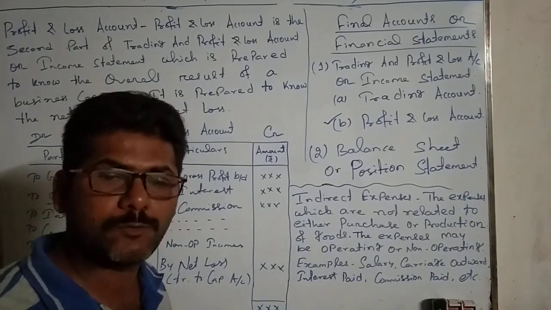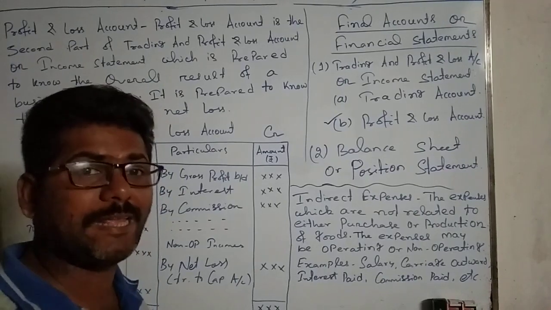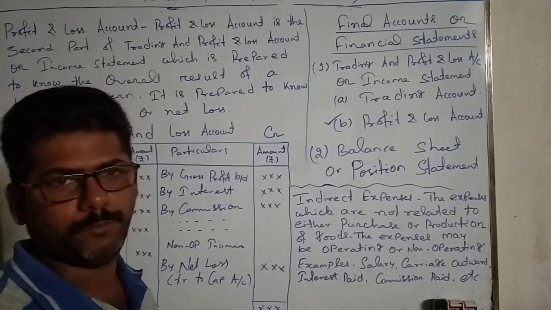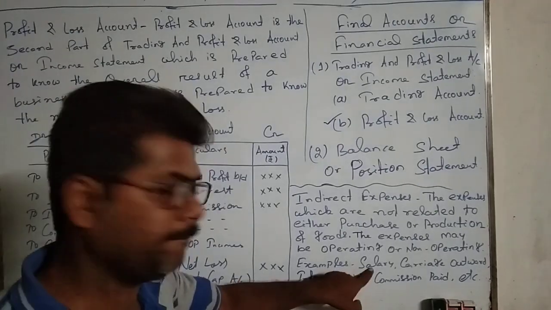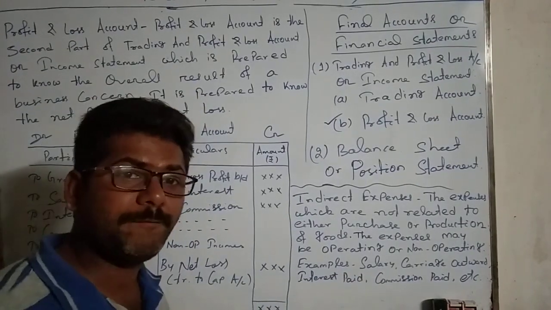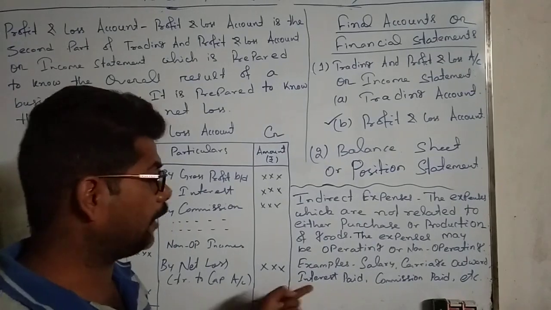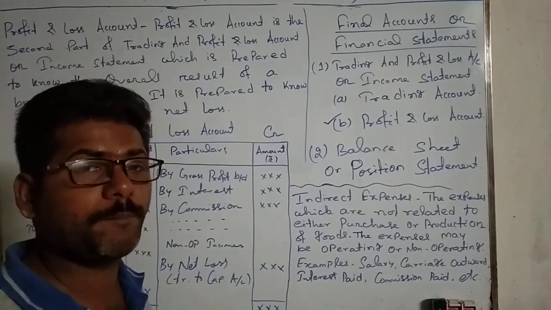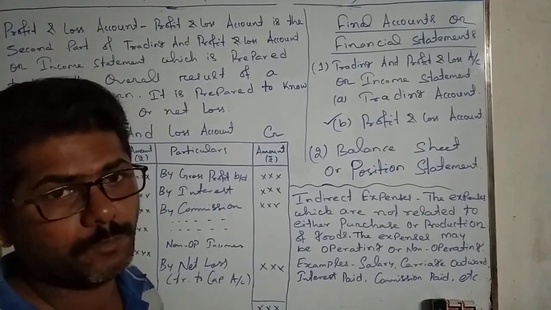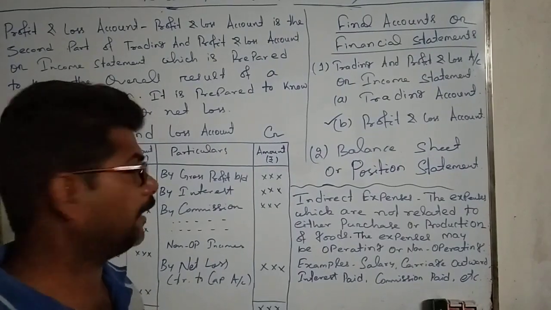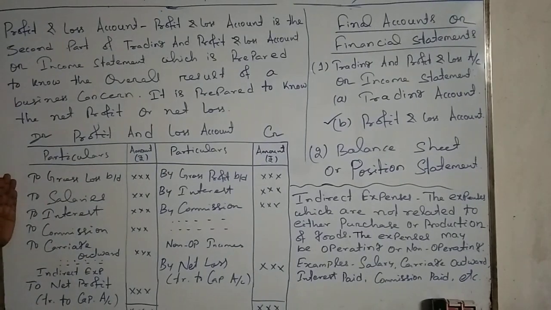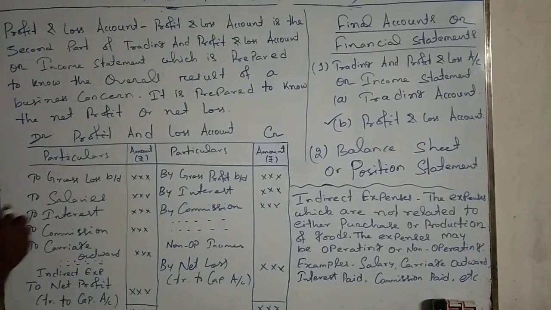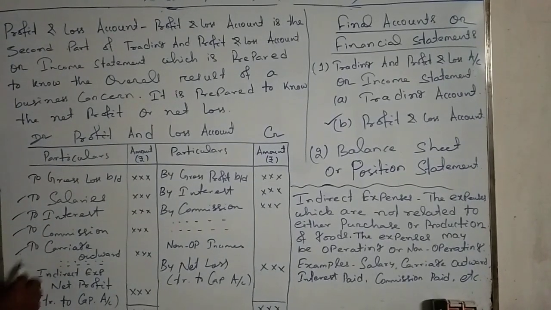Salary, you are paying to the employees who are working in the office for you. They are related to your business. That is why it is operating. But interest paid, whatever interest you are paying for the loan taken by you, is not operating. It is a non-operating expense. So whether operating or non-operating, all the expenses you can see on the debit side.